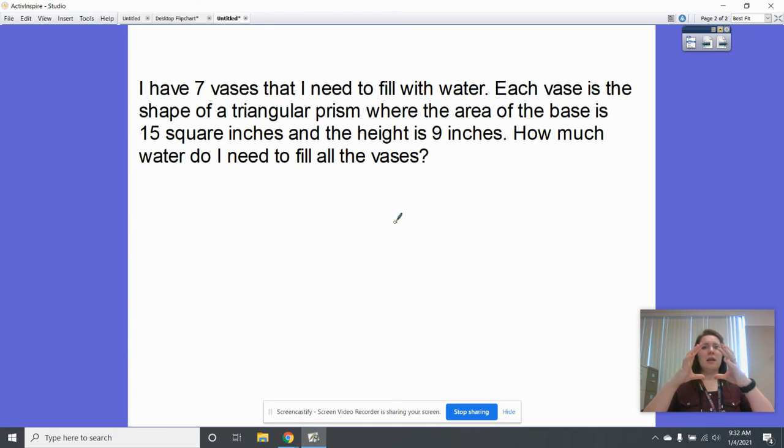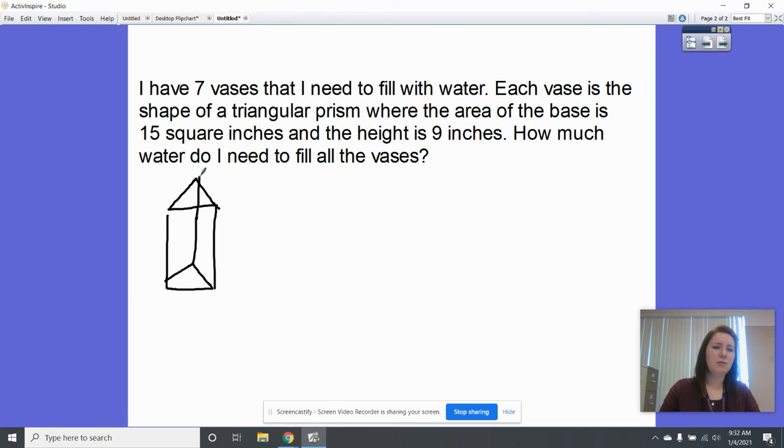So notice it doesn't say I have a ton of water. How many vases can I fill? That's what we did last time with the candles. Now it says I have a bunch of vases. How much water do I need to fill them? Now, a triangular prism is going to look something like this. And we know to find the volume of this, we have to find the area of the base times the height.